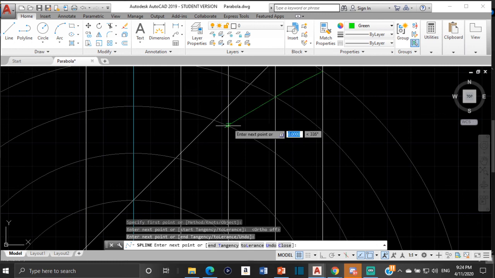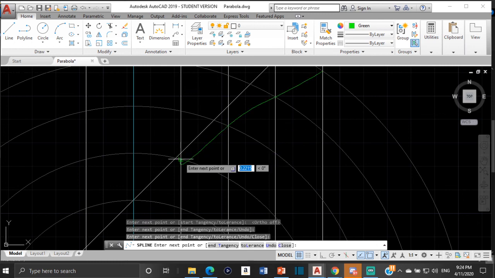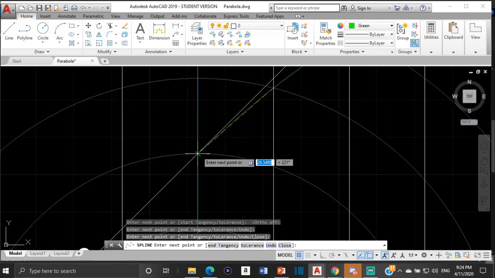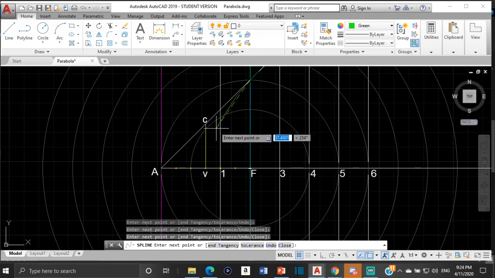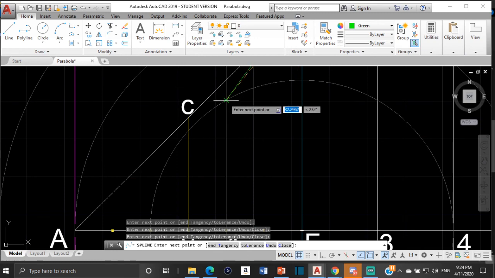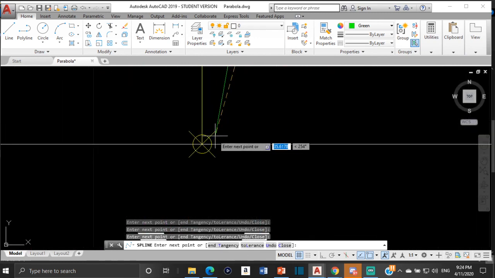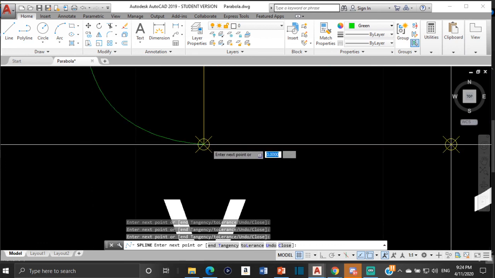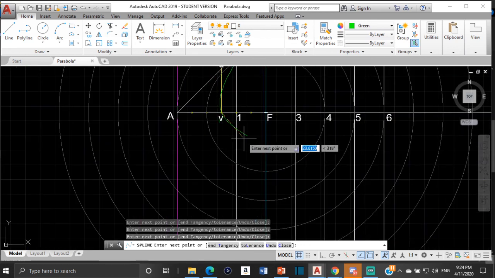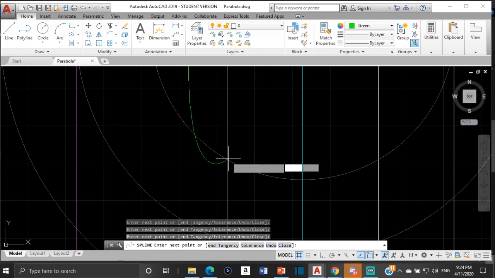And then you will see the trend. Circle 4 meets line 4 there. Circle 3 meets line 3 there. Circle 2, which comes from the focus, meets line 2 there. Then line 1 meets circle 1 here. And our next point is the vertex here. Let me just zoom in and ensure I'm clicking the right point. There we go.